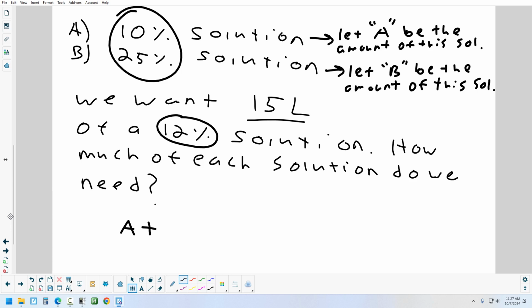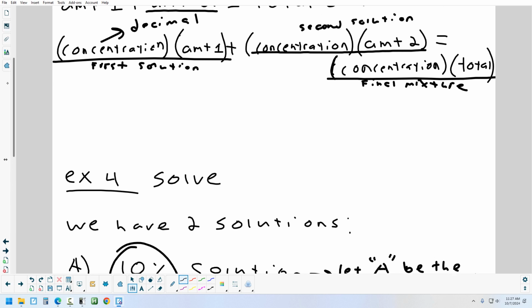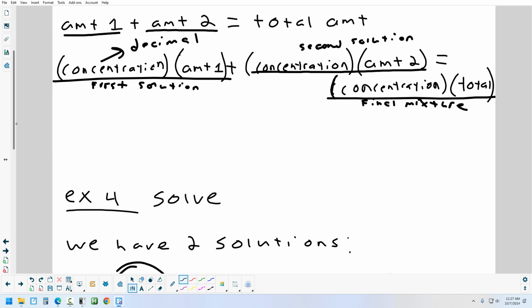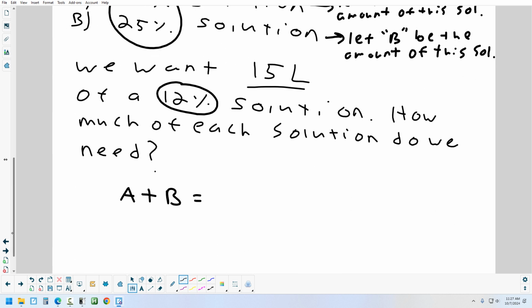Yeah. B. So the amount of the first solution is A. So anywhere you see an amount 1, we're changing to A. Amount 2, we're changing to B. And the total amount, well, that was given. What's the total amount that they want us to make? Yeah. 15 liters. Okay, so there is your first equation.